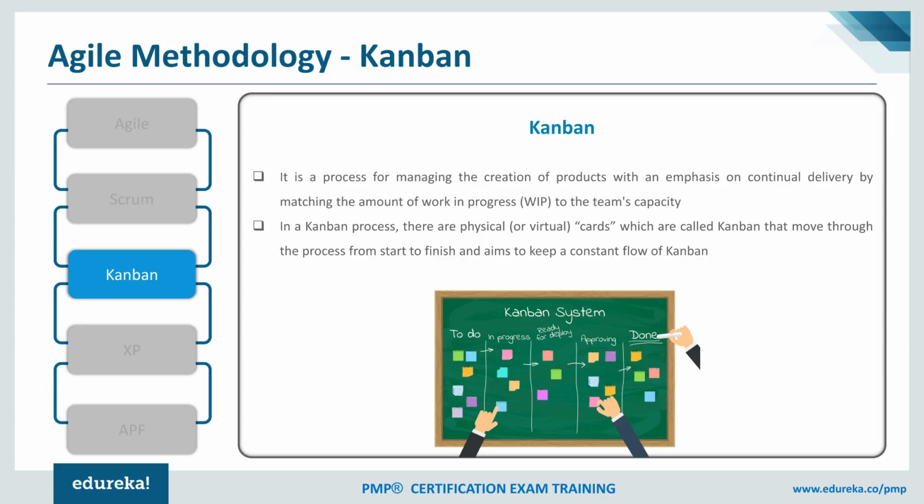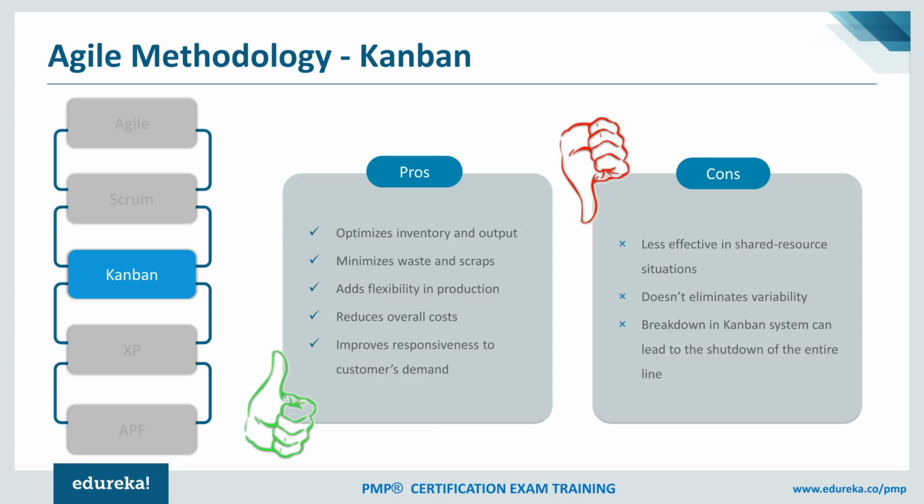So Kanban is definitely a very popular methodology these days within Agile. Sometimes Scrum and Kanban are combined together and we call it Scrumban, and it's used along with Scrum as well. There are certain benefits, like it helps in optimizing the inventory as well as output. For example, as I mentioned, we increase the throughput by reducing cycle time, by reducing lead time.